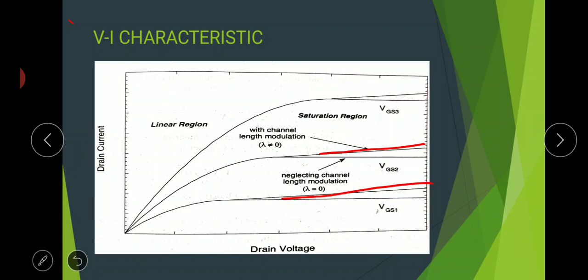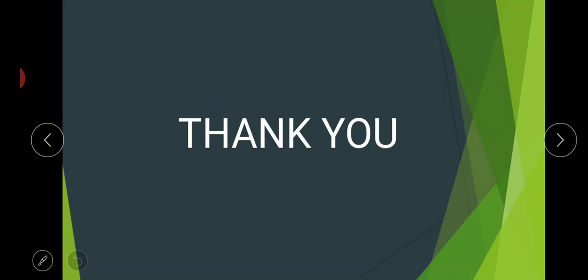So in channel length modulation, the saturation mode drain current increases linearly with VDS instead of remaining constant as in the gradual channel approximation method. The slope of the current voltage curve in the saturation region is determined by the channel length modulation coefficient, that is lambda. So this is all about today's class.